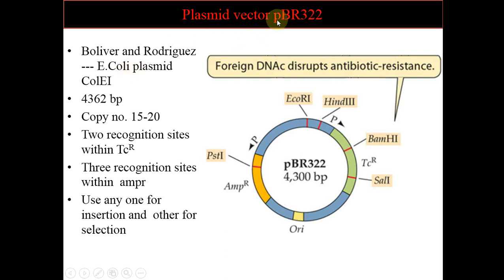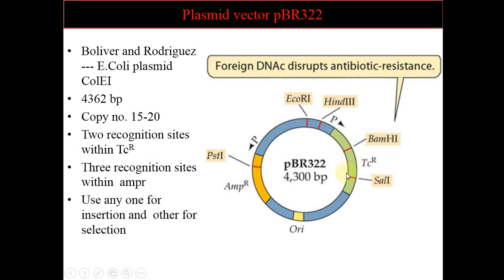Now this pBR322 name stands for plasmid, developed by Bolivar and Rodriguez. BR, these are the names of the scientists who created this plasmid, and 322 is the identification number of this vector in their lab. Size is 4362 base pairs. Copy number is 15 to 20. Two recognition sites are present within the tetracycline resistance gene, see this BamHI and SalI.